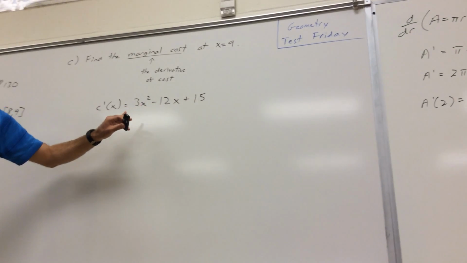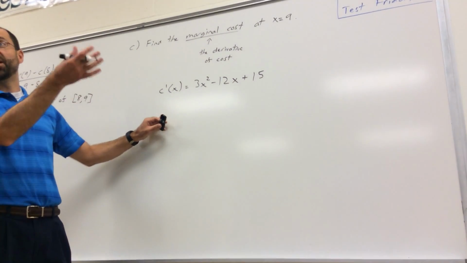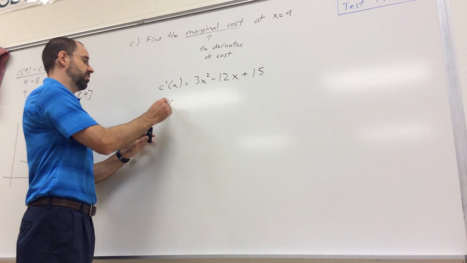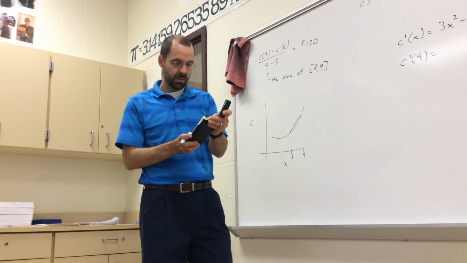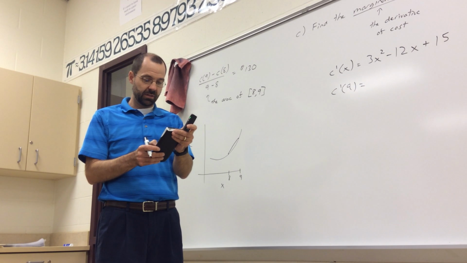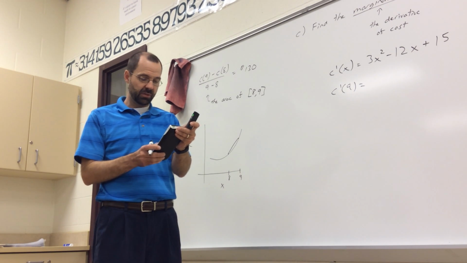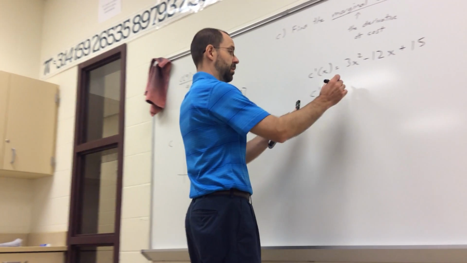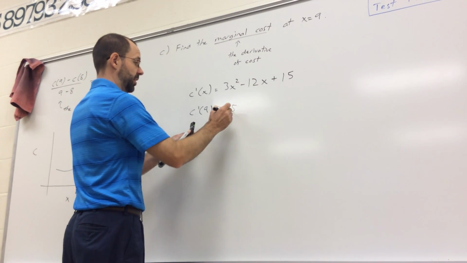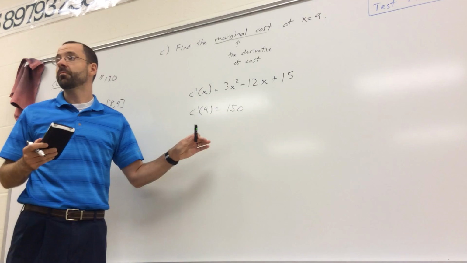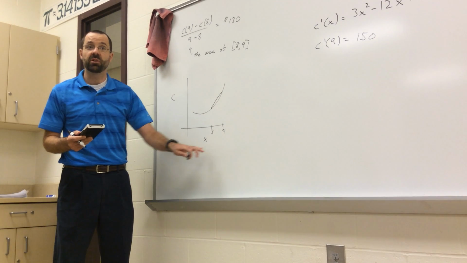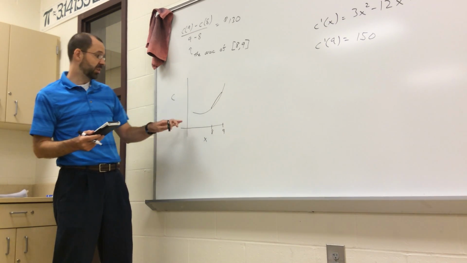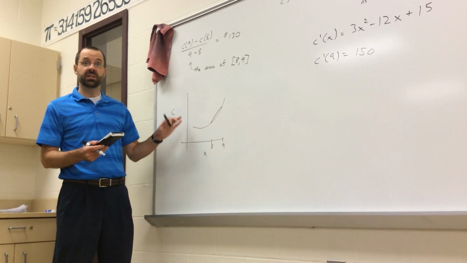Okay, so there's the derivative of cost. And now we just need to find the derivative at 9. So C prime at 9. So that's 3 times 9 squared minus 12 times 9 plus 15. And that comes out to 150. Okay, so this is a slope on this graph, right? And down here we have radiators. And up here we have dollars. So the slope would be dollars per radiator.